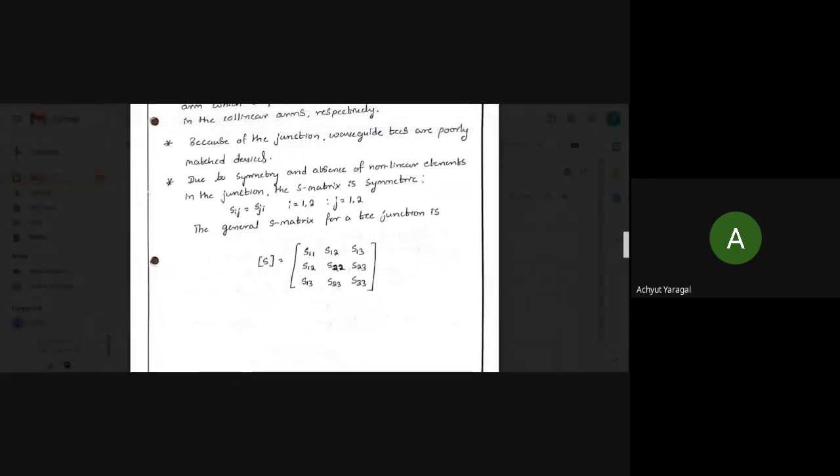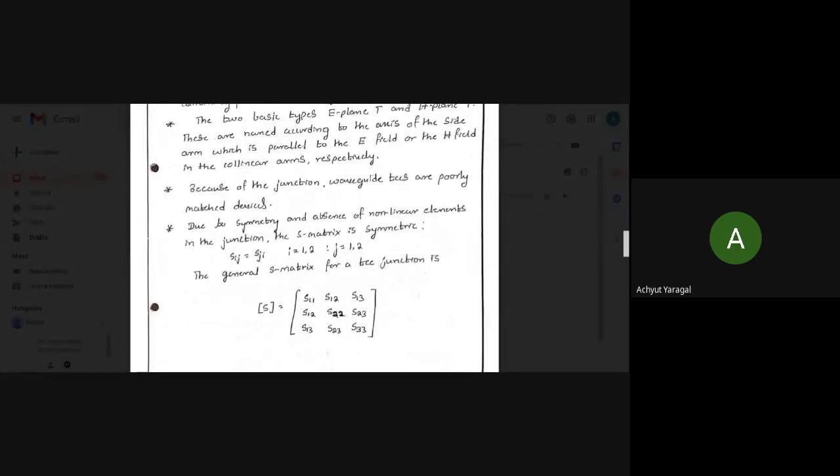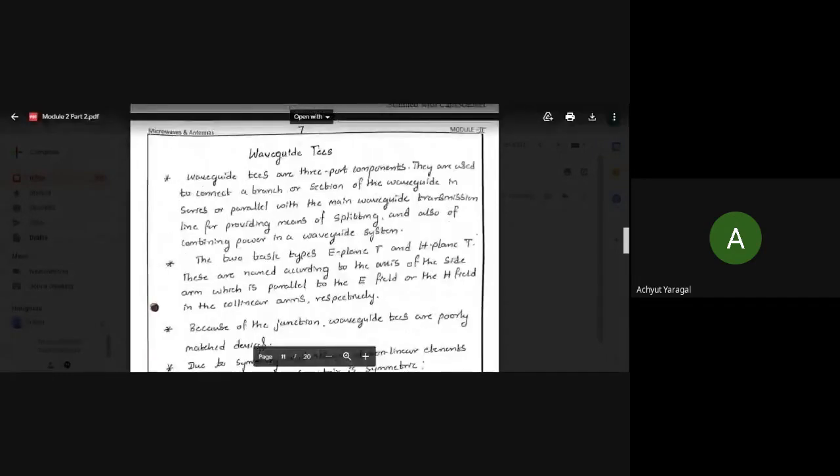And always remember, we don't have any kind of non-linear components or non-linear elements here. So what is going to happen is that we can achieve symmetry, that is Sij is equal to Sji, that is S12 is equal to S21. We can have that kind of arrangement in this microwave waveguide tee.